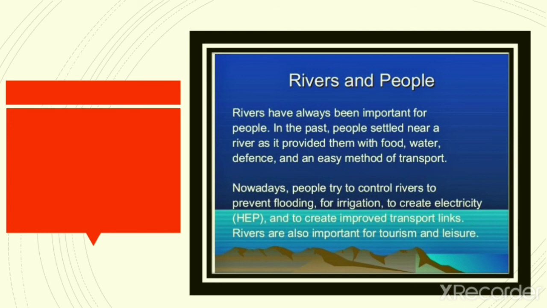Rivers and people. Rivers have always been important for people. In the past, people settled near a river as it provided them with food, water, defense, and an easy method of transport. Nowadays, people try to control rivers to prevent flooding, for irrigation, to create electricity, and to create improved transport links. Rivers are also important for tourism and leisure.